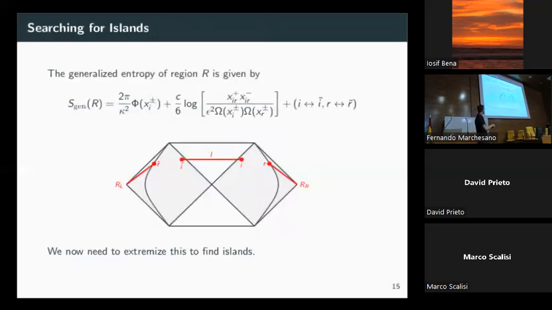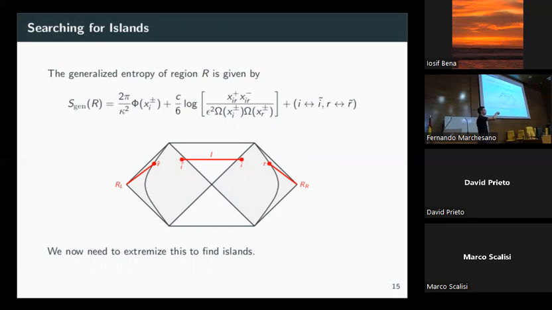Okay, so the generalized entropy of these regions R is given by the following equation. We have an area term, which in the JT context will be proportional just to the dilaton, because you can think of it as an area. Then there's a term that gives the von Neumann entropy, proportional to the central charge times a logarithm, where x_iR means the difference between the x plus and the x minus coordinate between point i and point R. There's a UV cutoff that always appears in entanglement entropy.